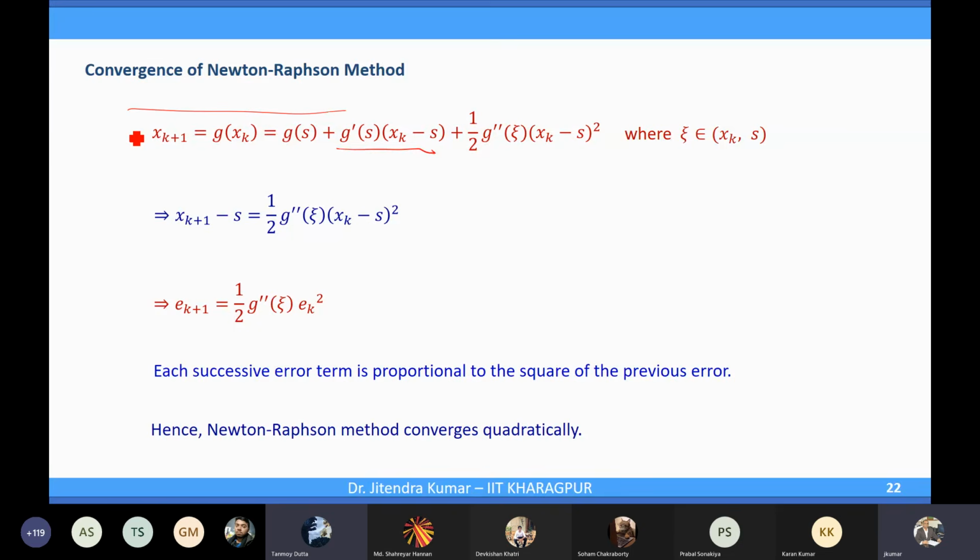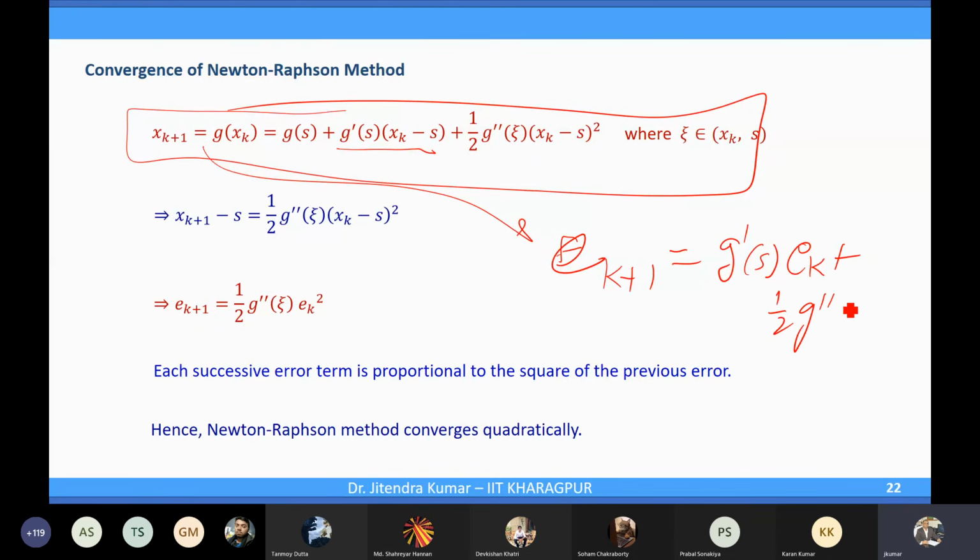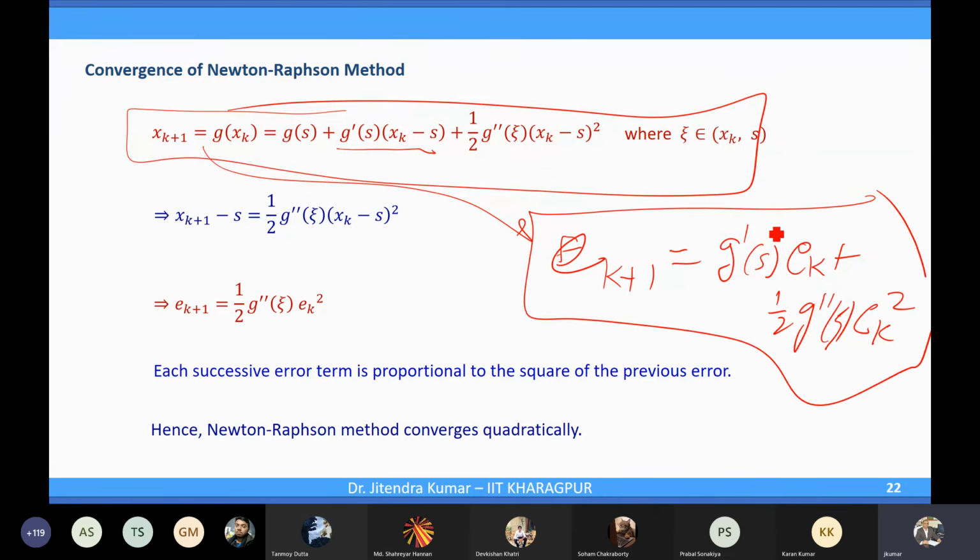This is the error equation, right? Let's say e_{k+1} is equal to, the first term is G prime of s times e_k, plus half G double prime of xi times e_k squared. This is your error equation. This G prime of s, we don't know. It's not clear that it is 0 always. But in the way we have constructed it, G prime of s is 0.